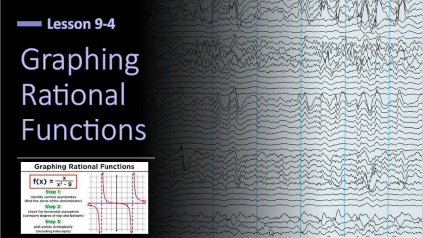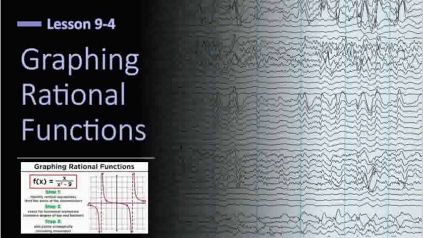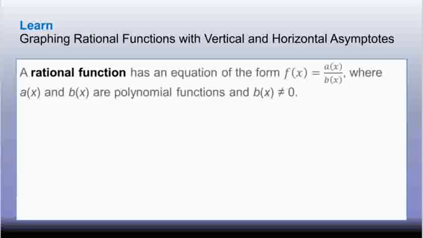Lesson 9-4, graphing rational functions. A rational function has an equation in the form of f of x equaling a of x divided by b of x, where a of x and b of x are polynomial functions, and b of x cannot equal 0 because that's in the denominator of a fraction.